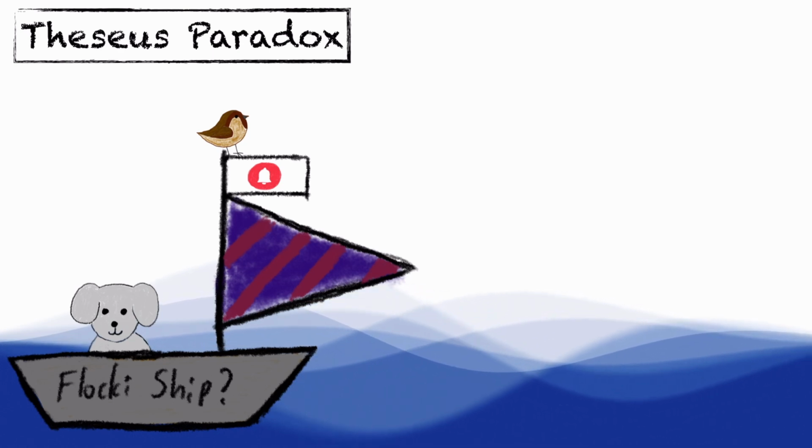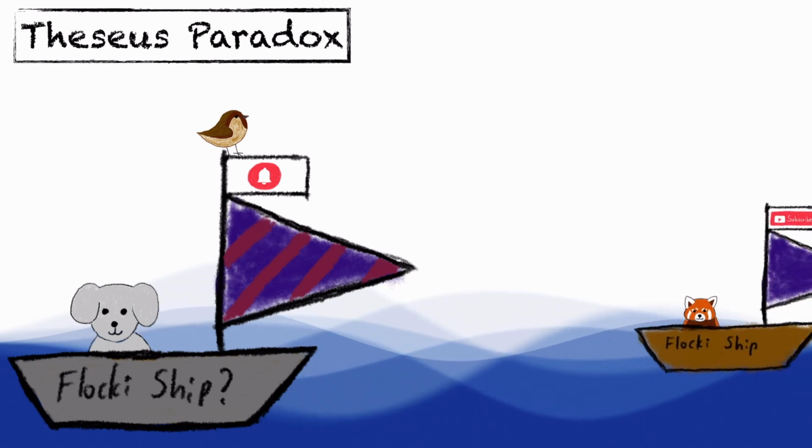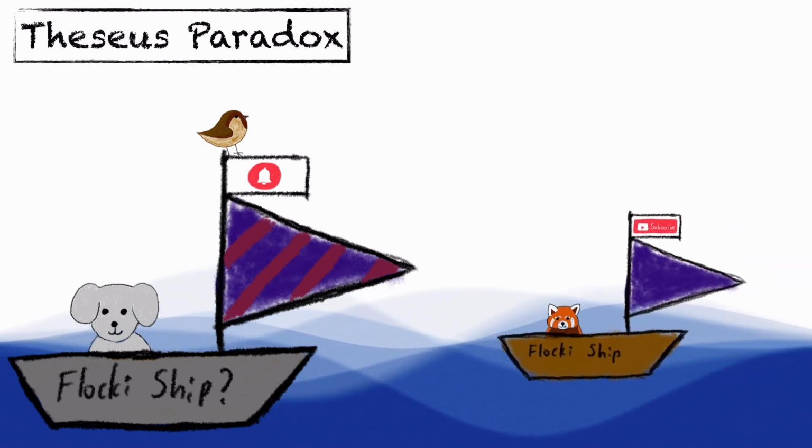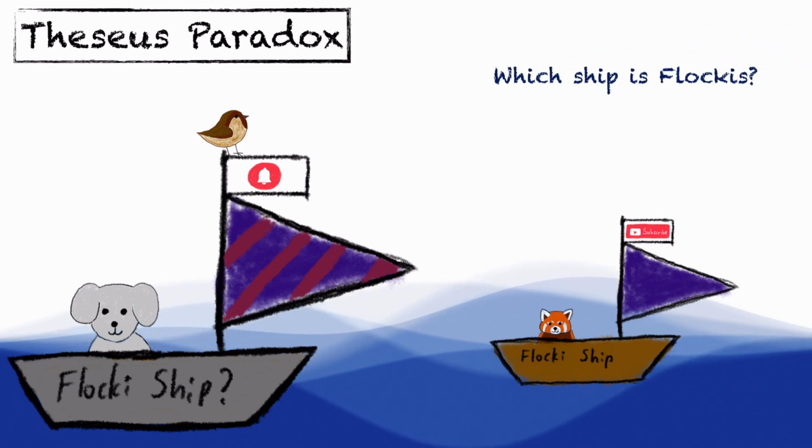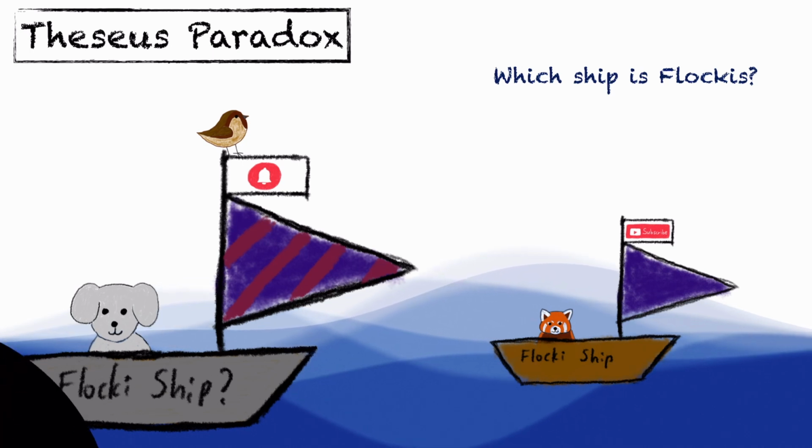Imagine cheeky Rex is seen in the distance. He has collected all the old parts of Flocky's original ship and has built his own boat using these parts. Which of them is now Flocky's boat? Was there a time when Flocky's original boat stopped being his? And if not, does Rex's boat still belong to Flocky? But then whose boat is Flocky in at this very moment? Or does Flocky own 2 ships now? Very thought-provoking ideas indeed. But enough of the fun, let's look at some more serious paradoxes.